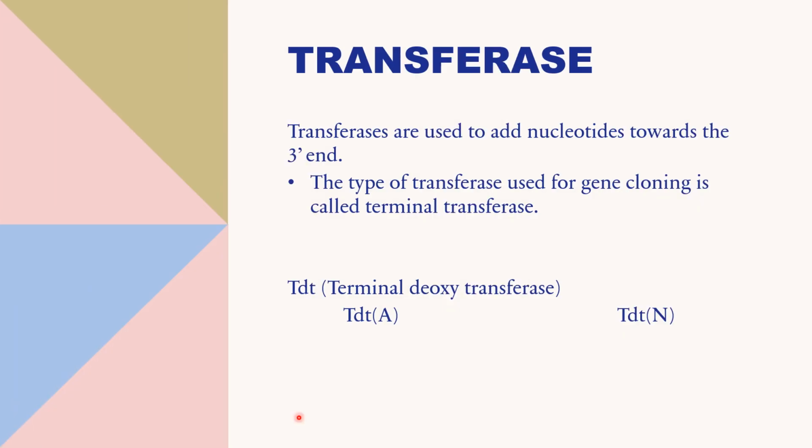So next up we have transferase. Transferases are used to add nucleotides, but only towards the 3' end. The type of transferase used for gene cloning is called terminal transferase. We have TdT-A and TdT-N, which are terminal deoxytransferase A and N. In the terminal deoxytransferase A, we have only the adenine group, so only adenine is added to the 3' end. While in the TdT-N, which is terminal deoxytransferase N, we have adenine, guanine, cytosine, and thymine. So we can add a mixture of all the nucleotides to the 3' end.